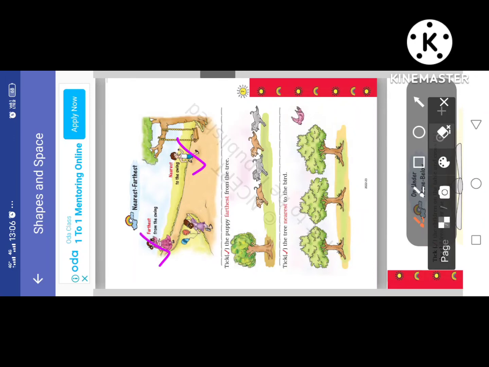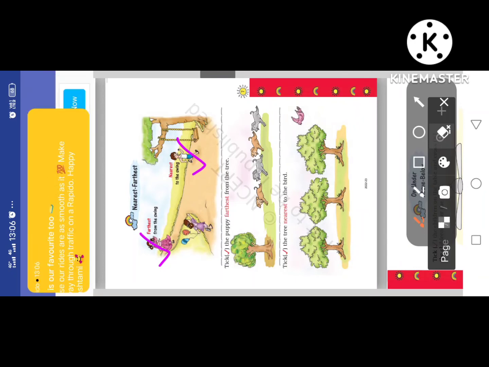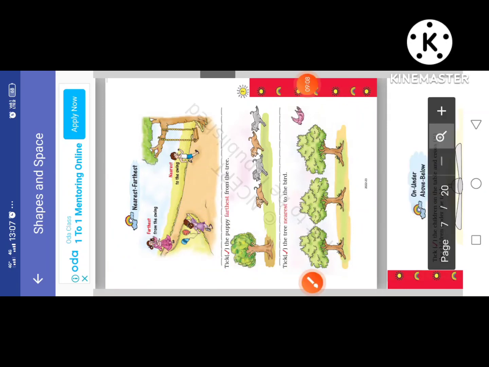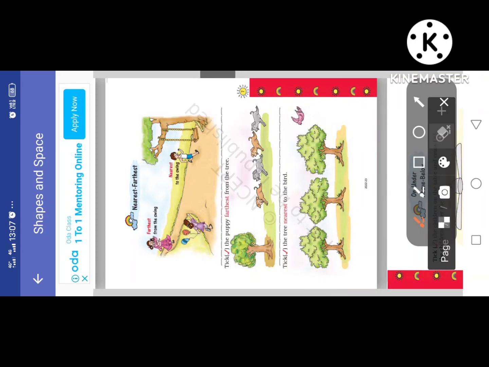And who is farthest from the swing? This girl. Okay, this girl is very, very far. She is very much far. But this boy is very much close to the swing. And this girl is also nearer. This girl is nearer. But this girl is farthest. And this boy is nearest. So let us do the answers.